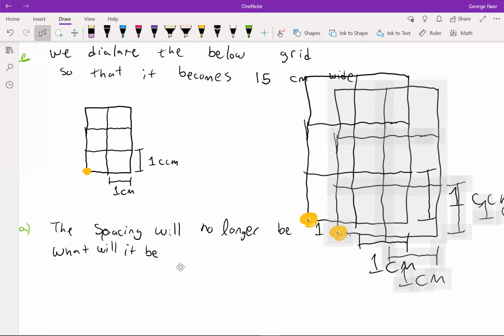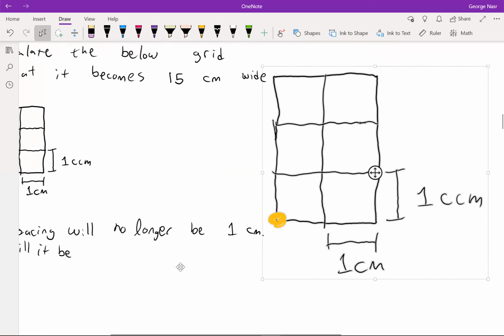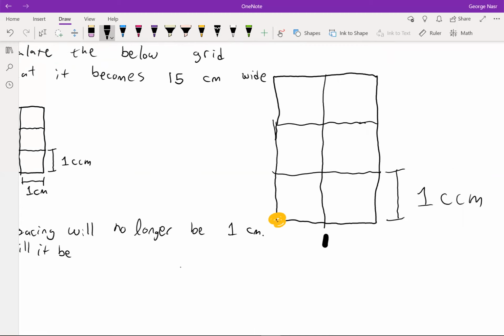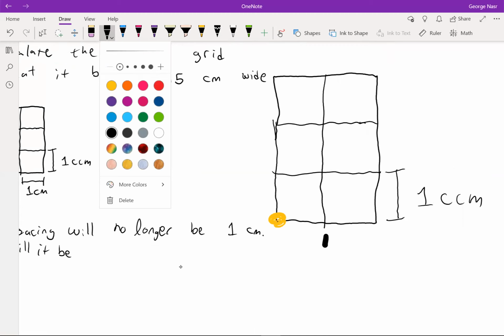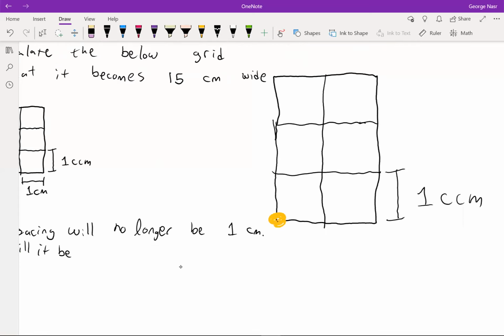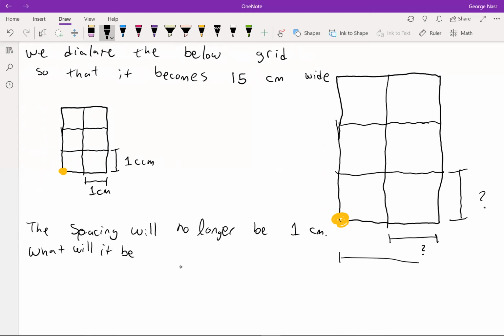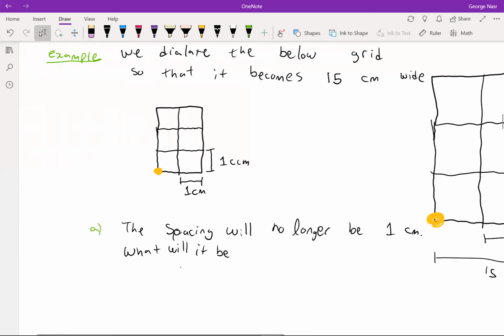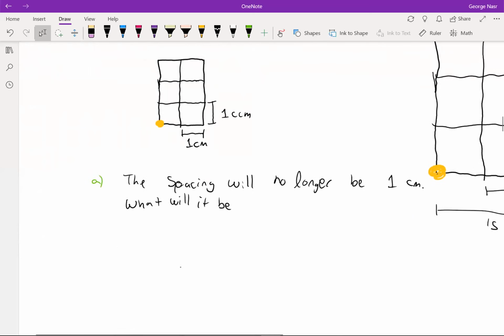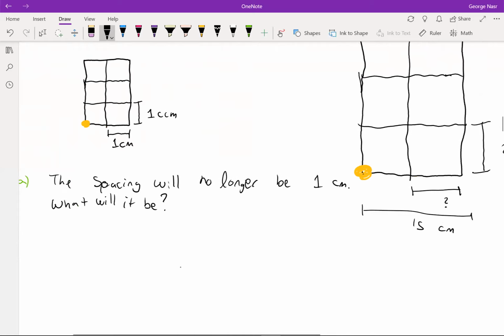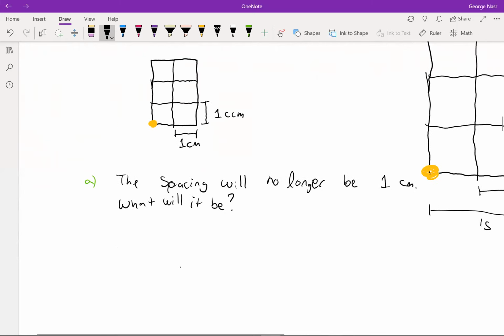And so the point is, these dimensions here are no longer 1 centimeter. They're much bigger than the original picture, right? So these distances are now kind of a question mark. And the point is we made it so that the width became 15 centimeters long. So the spacing will no longer be 1 centimeter. What will it be? So we dilated this so that the width is now 15.